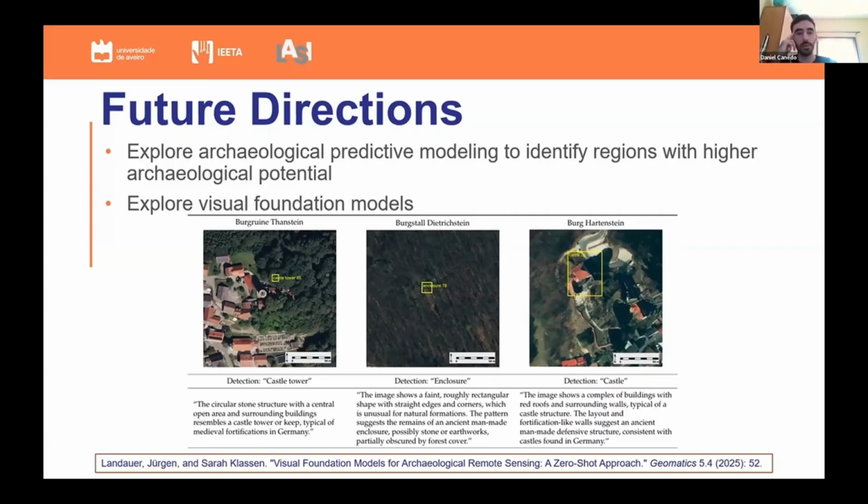And also we want to explore visual foundation models. In these three images, you can see a work that was published last month. It's quite recent, and they utilize visual foundation models to detect archaeological sites. And as you can see, these models are able to provide a reasoning for why they detected what they detected. And also they do not require training, as the previous presenter said.